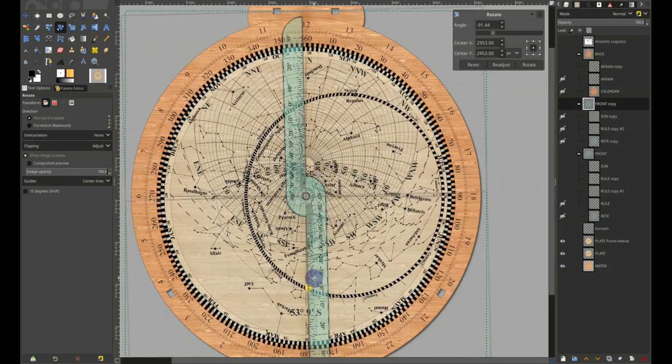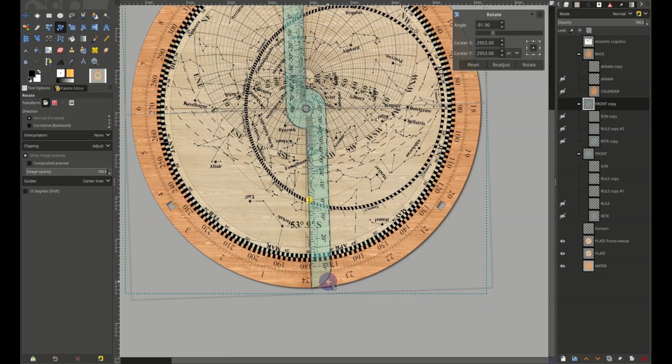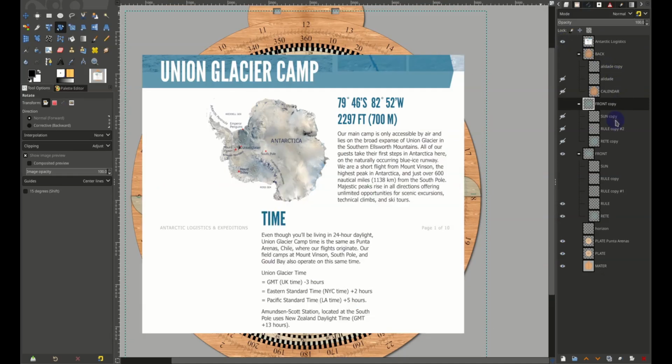At midnight the sun is below the southern horizon. By the way, that's 12 a.m. for the American viewers. Here is the location of the camp, and the time zone they are using. This is what we need to set up the astrolabe.